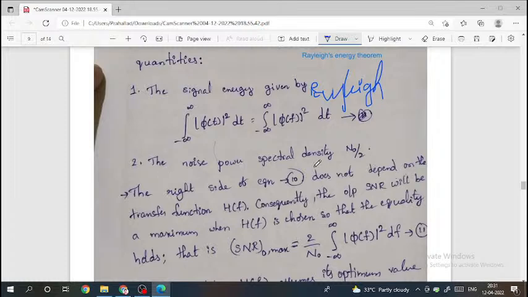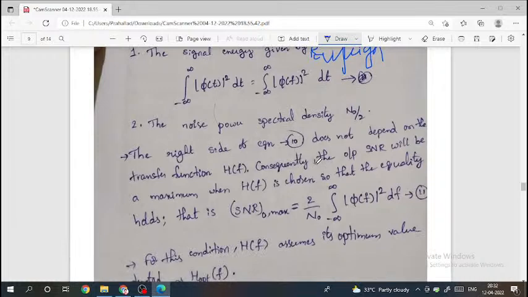Next, the noise power spectral density is N0 by 2. So these are the two. So what is this and what is this? This is the signal energy and this is the noise power spectral density. Next, the right side of equation 10 does not depend on the transfer function H(f). By seeing, you can say that there is no question of transfer function H(f).